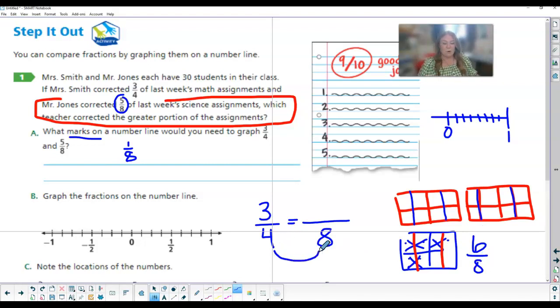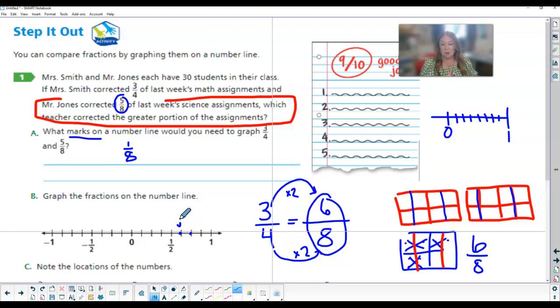How did I get from 4 to 8? Well, I times by 2. Whatever we do to the bottom, we have to do to the top. And same applies if we do it to the numerator, we do it to the denominator. So times by 2, 3 times 2 is 6. So now we're going to put 6/8 on our number line. So we should have 5/8. Here's 1, 2, 3, 4, 5 out of 8 and 6 out of 8.